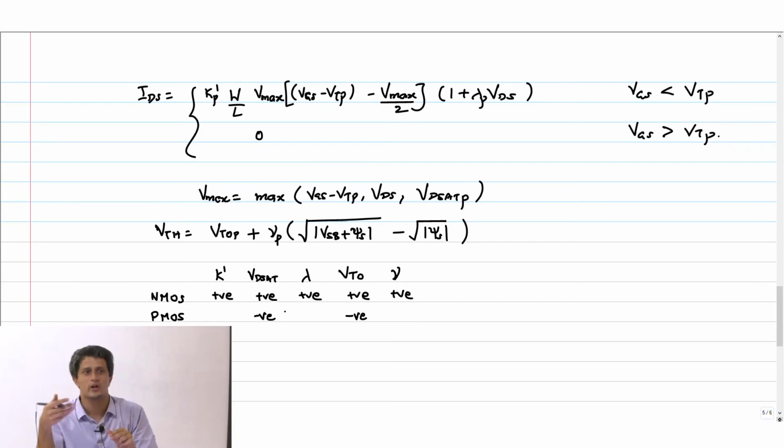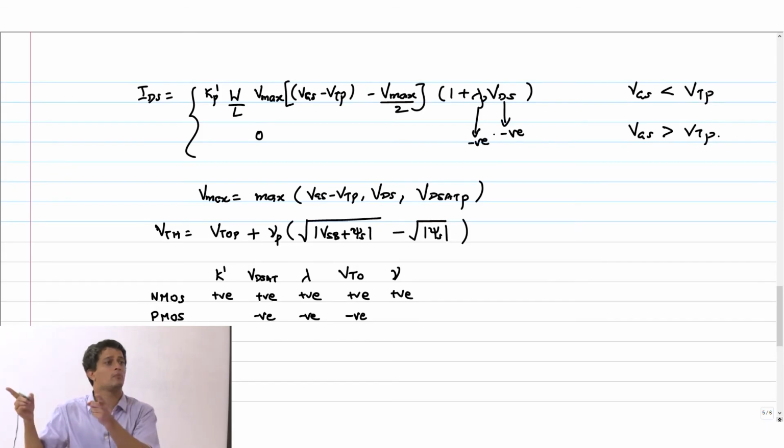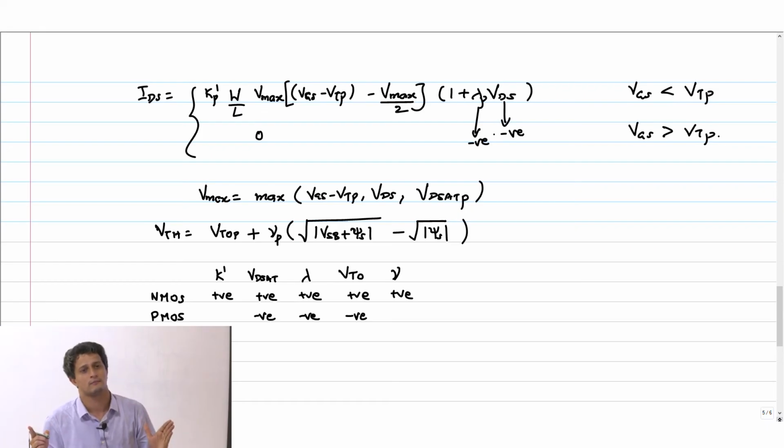Remember, this is just a convention. The drain source voltage has to be negative, only then you can have a current, and therefore lambda also has to be a negative number. Why? Because this is a negative quantity. Only if this is also negative, this 1 plus lambda VDS will be a positive term that increases the magnitude of the current. Are you following me here?